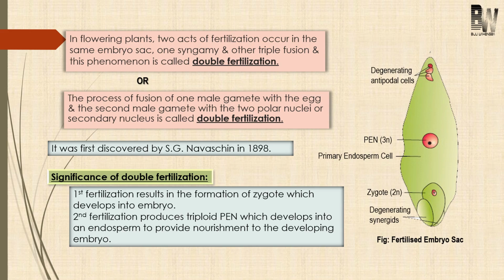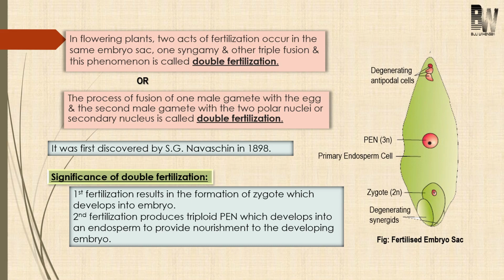In plants, after double fertilization, the central cell will become the primary endosperm cell, and it develops into the endosperm, and the zygote will develop into the embryo. How the endosperm and embryo are formed, we will discuss in another class.